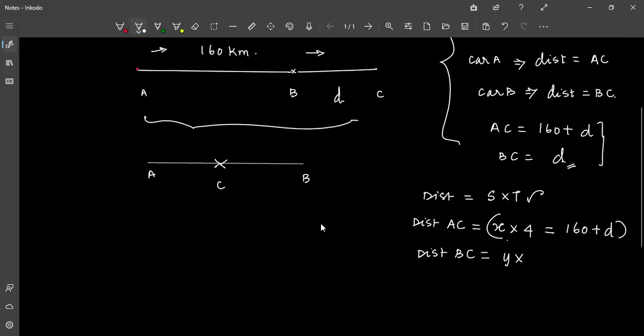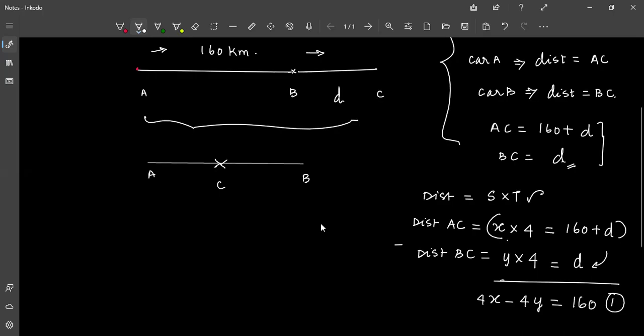Here, it is the same time taken. So y into 4 is equal to d this time. So now if we subtract these two equations, we get an equation in terms of just x and y. So we'll subtract these two equations. It becomes what? 4x minus 4y is equal to 160, and d and d get cancelled. This is the first equation.